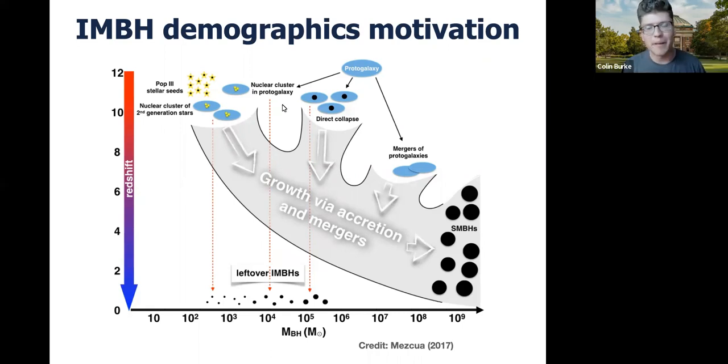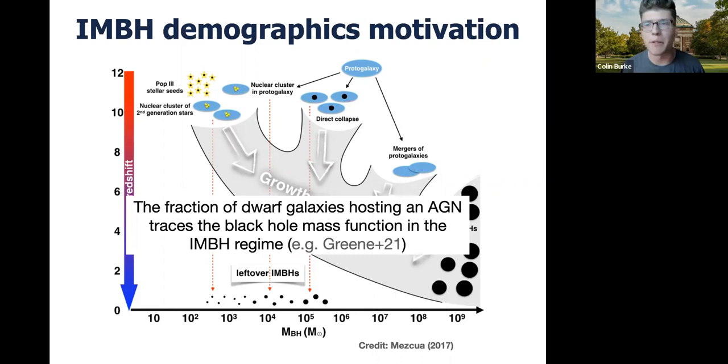But the basic picture is that some of these IMBH seeds could be left over, which for whatever reason haven't grown and accreted over time. And we might be able to observe these in the local universe through the fraction of dwarf galaxies that have low mass AGNs.